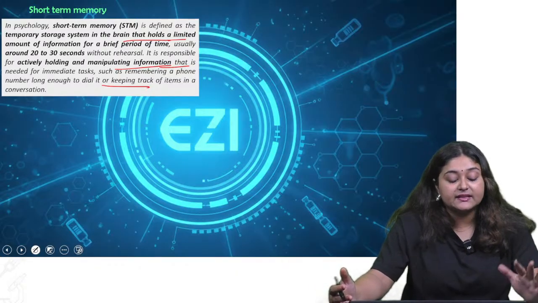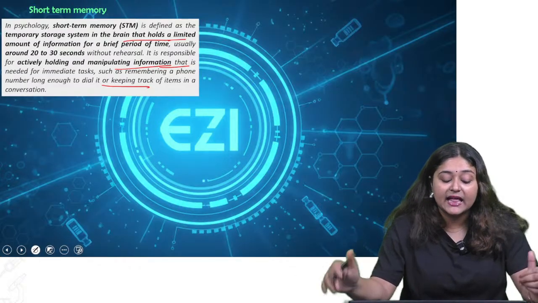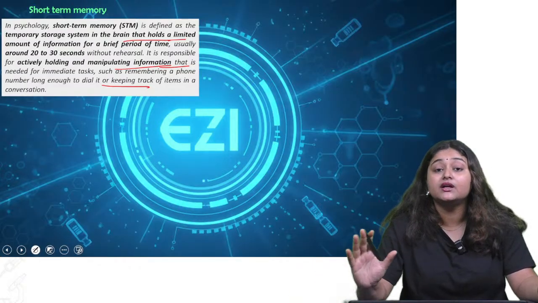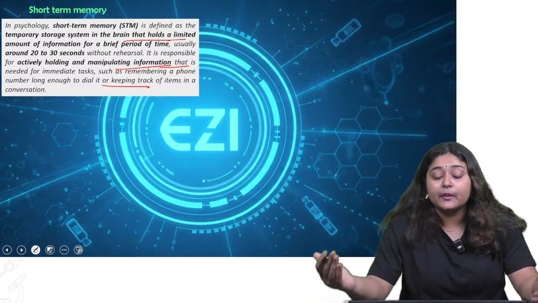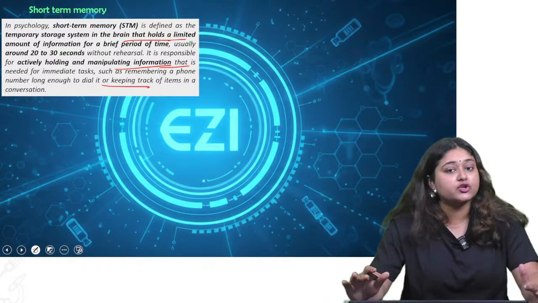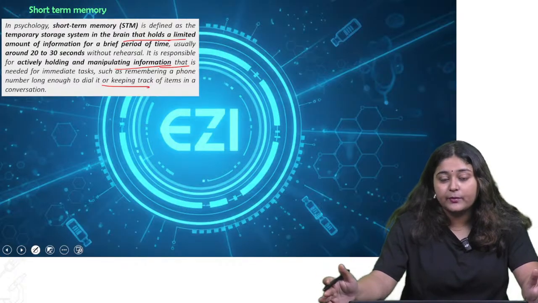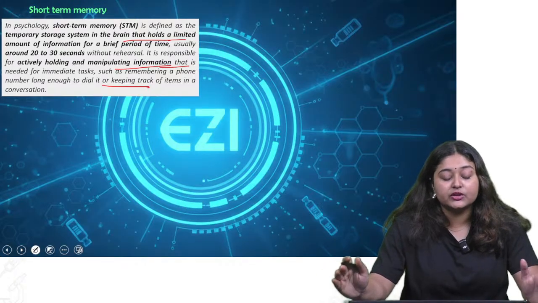Okay, so that is short-term memory. When the holding capacity of your brain for manipulating particular information in memory is limited in time, that is called short-term memory. So normally for human beings this timing is 20 to 30 seconds.